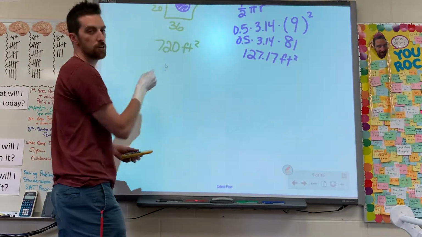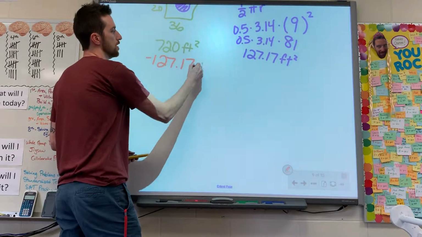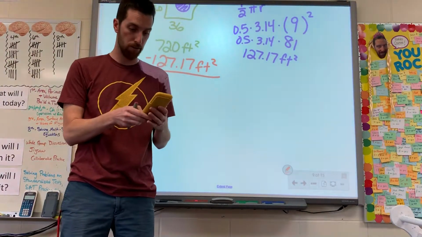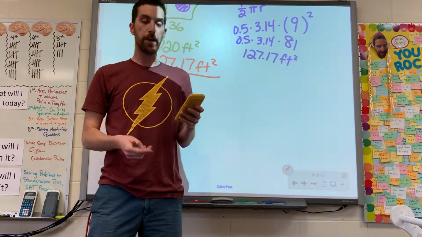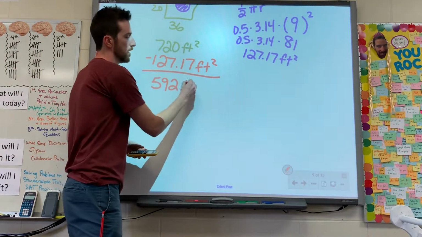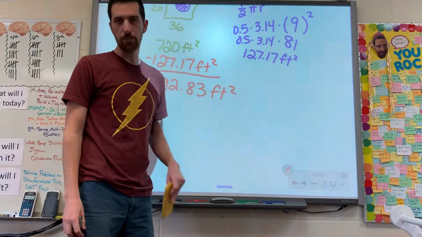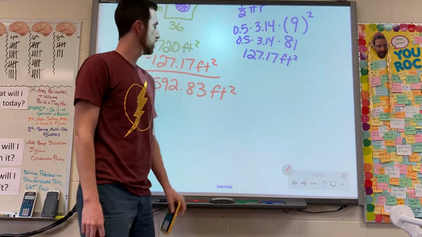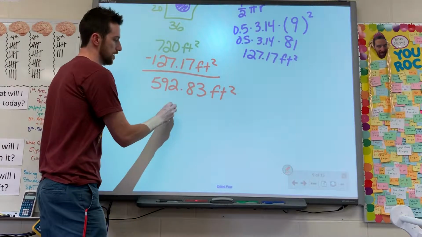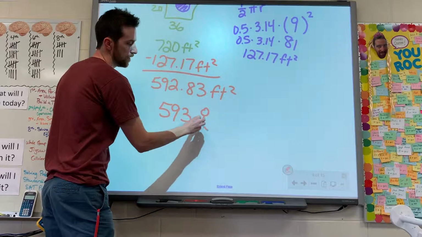So we've got 720 minus 127.17. My planning period's almost over, so I'm just going to put this in the calculator. 592.83 square feet. Let's be even crazier and just round this to the nearest whole number. Let's call it 593 square feet.